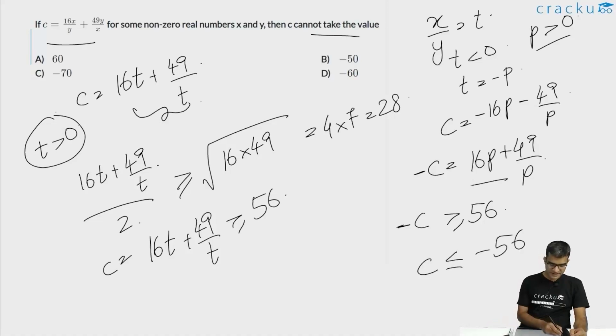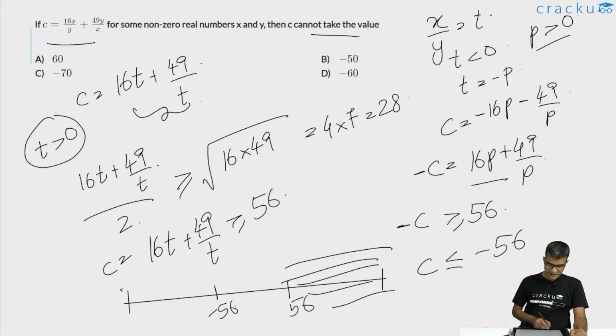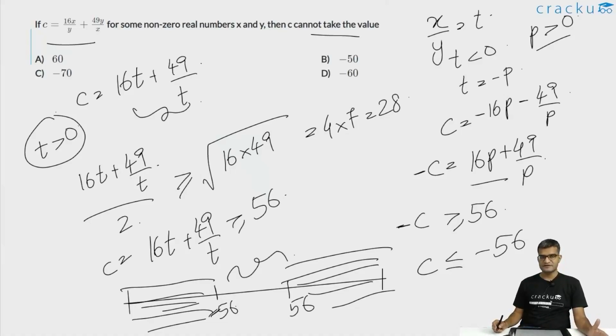So this would imply that the values that c can take, if this is the number line, we have minus 56 over here and we have plus 56 over here. C can take any number from 56 to infinity. C can also take any number from minus infinity to minus 56. But C cannot take the numbers in between. So C cannot be any number between minus 56 and plus 56. The only option which is satisfying that is minus 50. That lies between minus 56 and 56. So that cannot be the value of the given expression C.